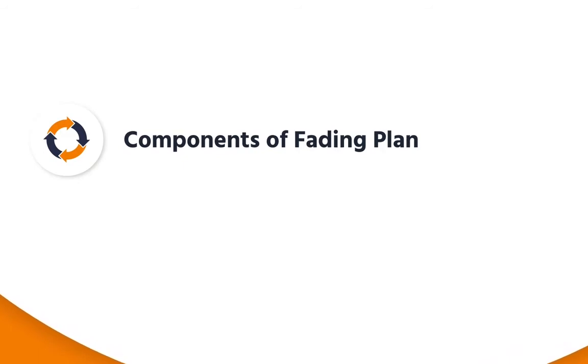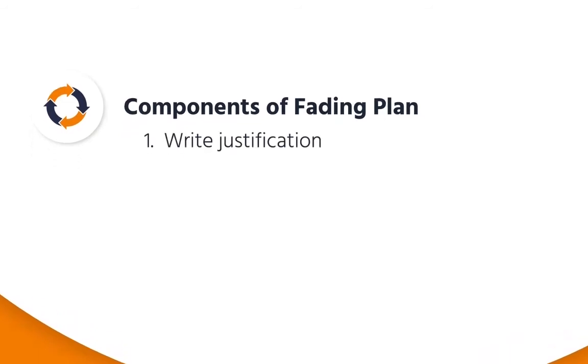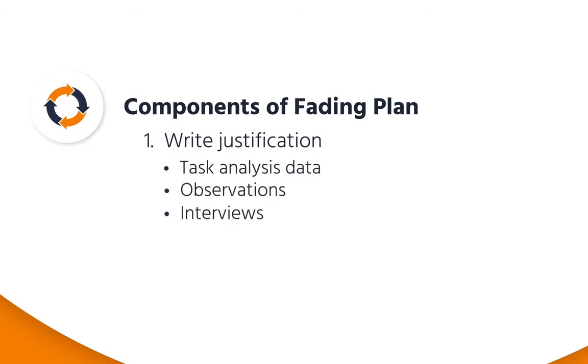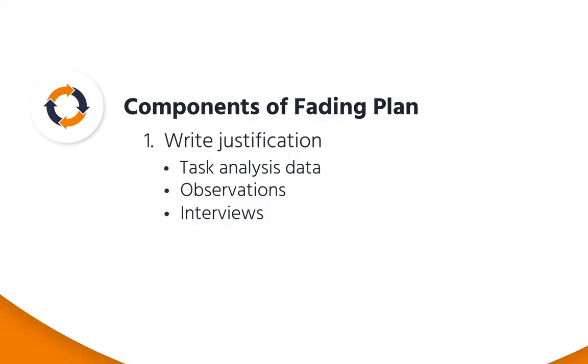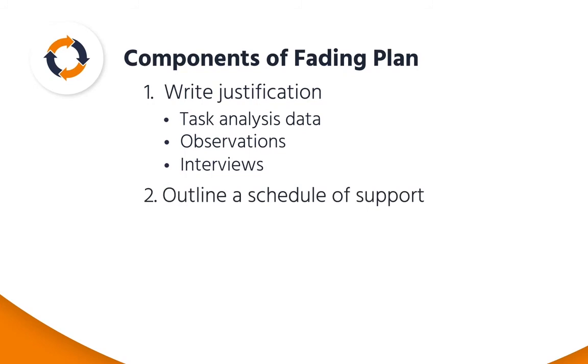Let's take some time to discuss the different components of a fading plan. First, you want to start with the justification of why it's an appropriate time to start fading. This justification will be based on task analysis data, observations, and interviews with students and supervisors. Discussing the justification with the student and supervisor will decrease concerns about fading from the job site. After the justification is written, outline a schedule of support.